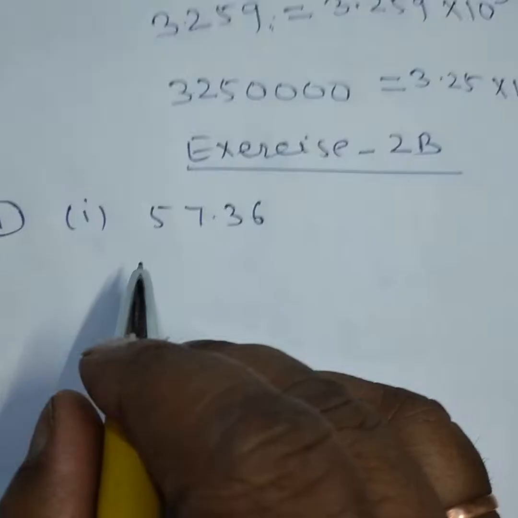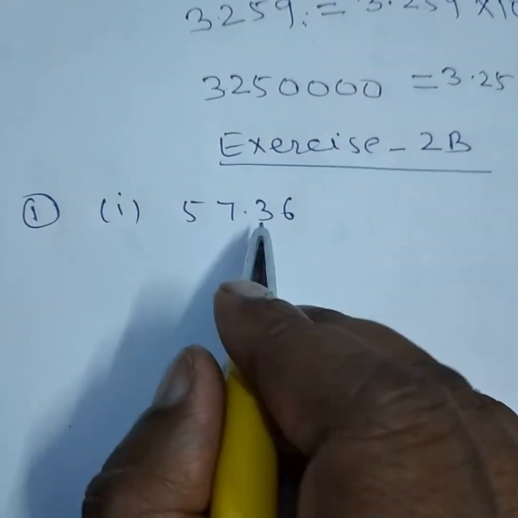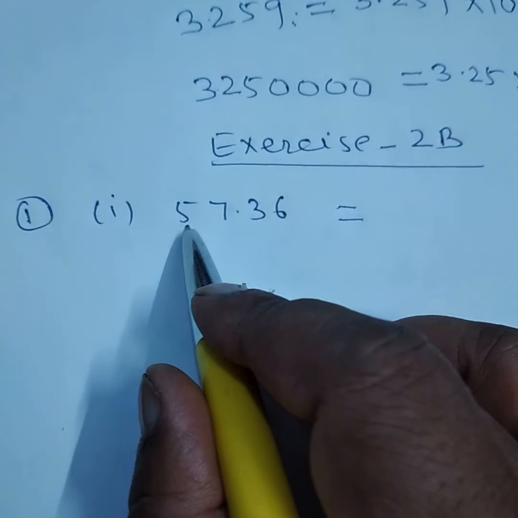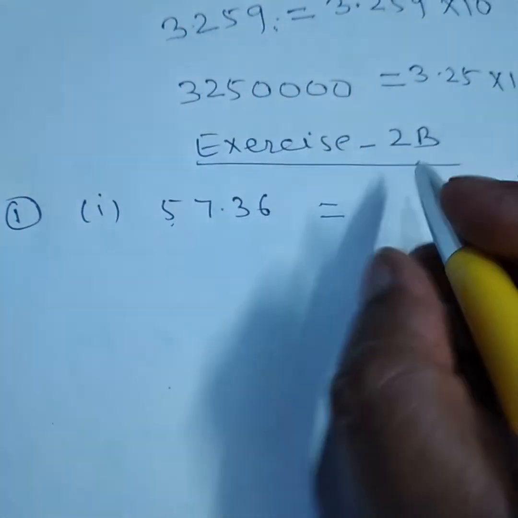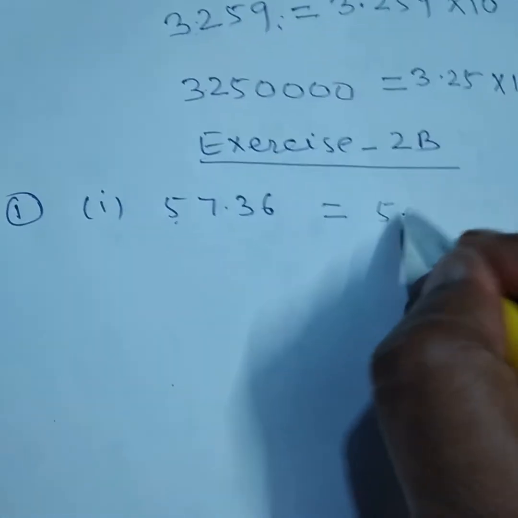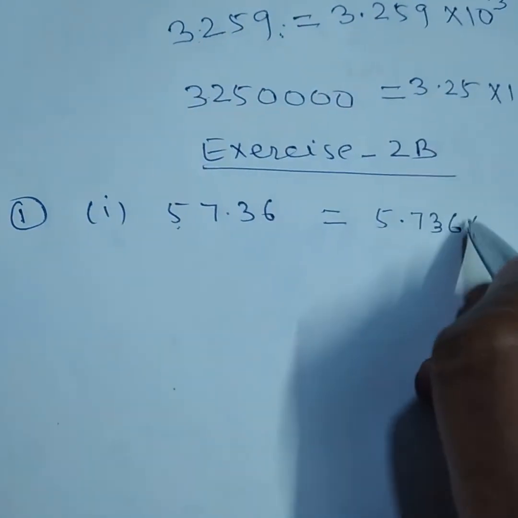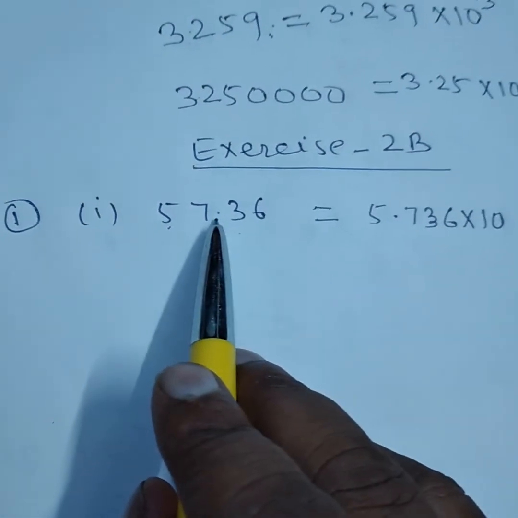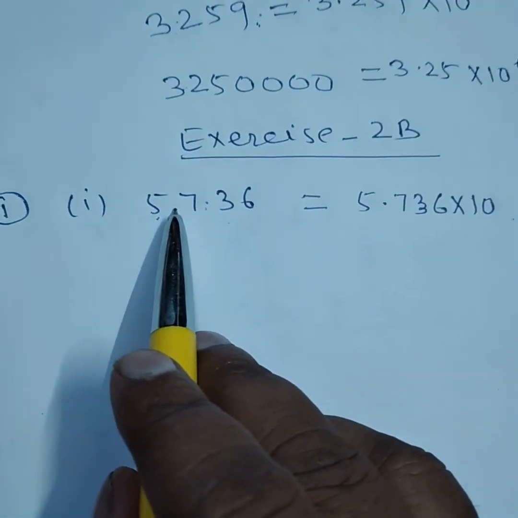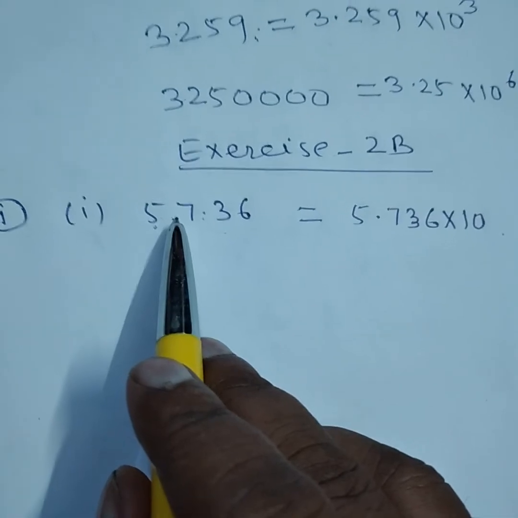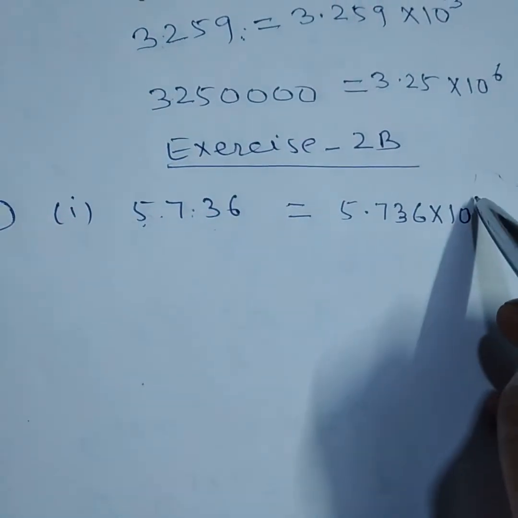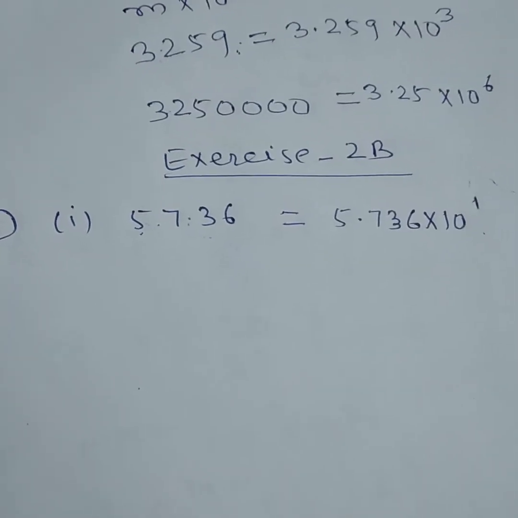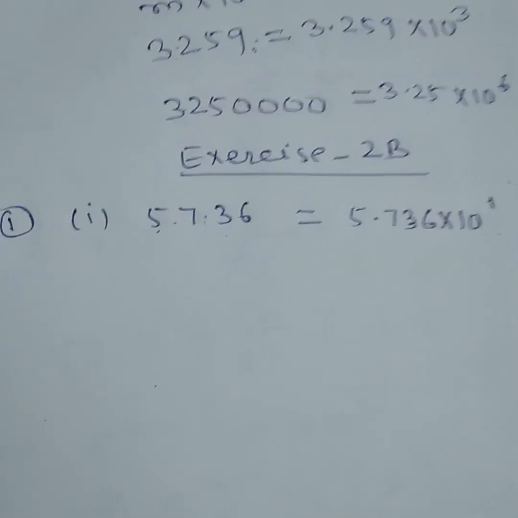Exercise 2b, first question, first part: 57.36, we have to convert it into standard form. So only one digit we have to keep in the whole and the remaining all in decimal. So we have to write here 5.736 multiplied by 10. Now we have to decide what exponent we will keep. The decimal is here, but we keep the decimal here, means only one place we move. So here the power will be 1, and power 1 is not required also, either write 10 to the power 1 or only 10.